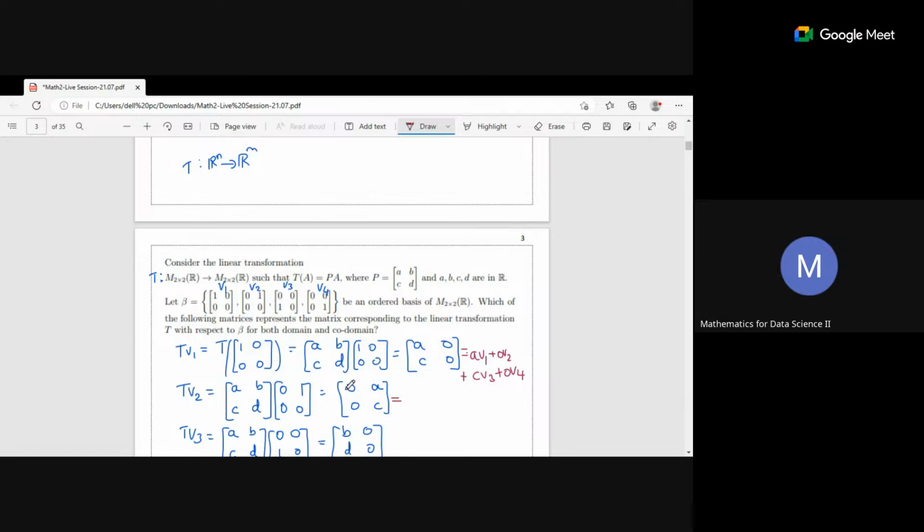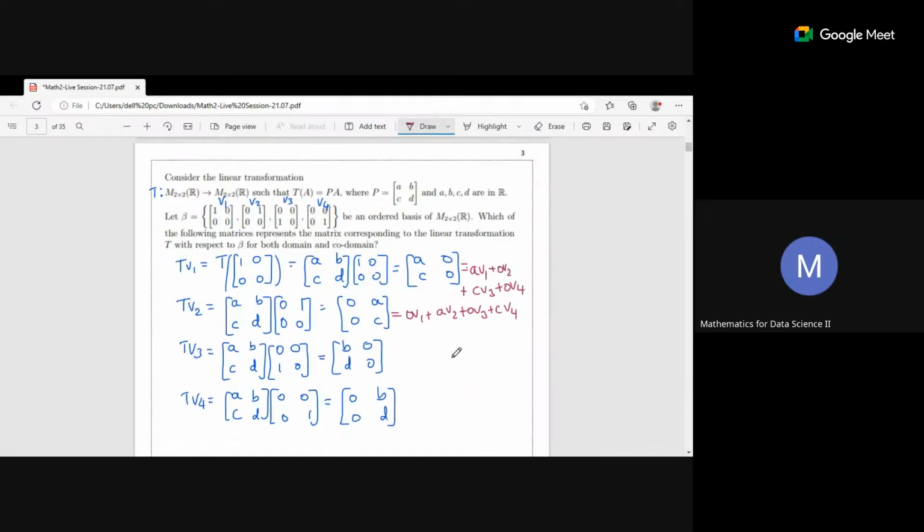Okay. So now for this, can you tell how to write it as a linear combination of the basis vectors? 0 V1 plus A V2 plus 0 V3 plus C V4. And then here, B V1 plus 0 V2 plus D V3 plus 0 V4. And this one, 0 V1 plus B V2 plus 0 V3 plus D V4. Fine. Up to this you all understood, right?